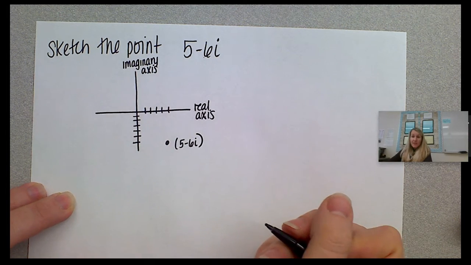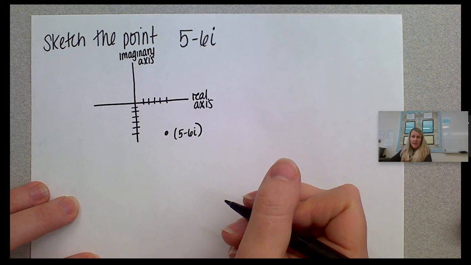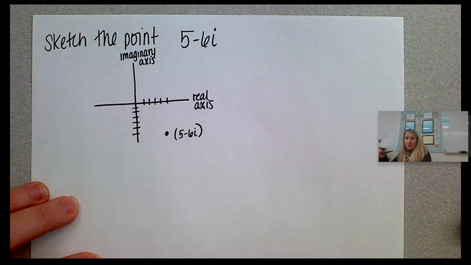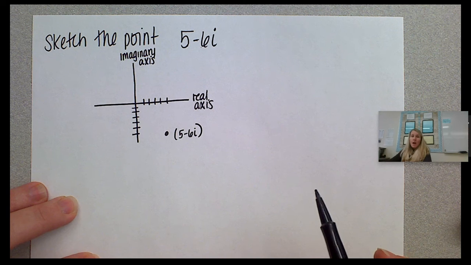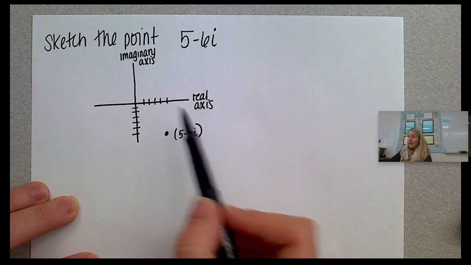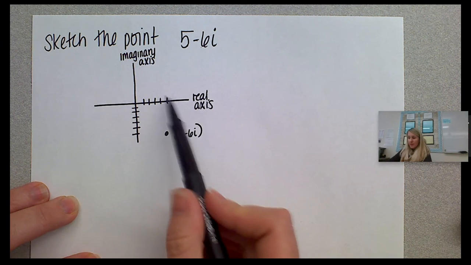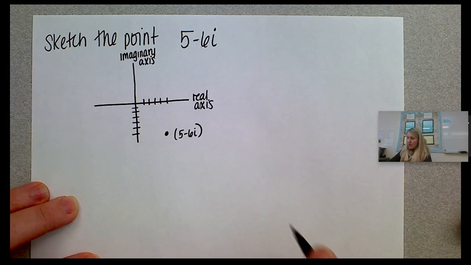That's it. So it seems like it's going to be all sorts of complicated with that i, and things might get a little crazy. It doesn't. It's just changing the way we think about our axes when we're talking about complex numbers. So just think about it as (5, -6), because your axes are different.